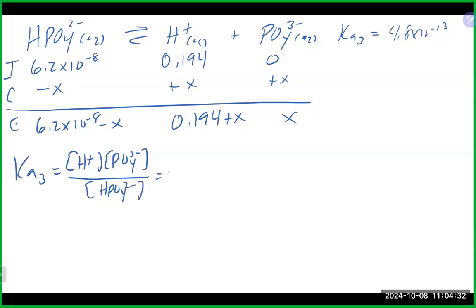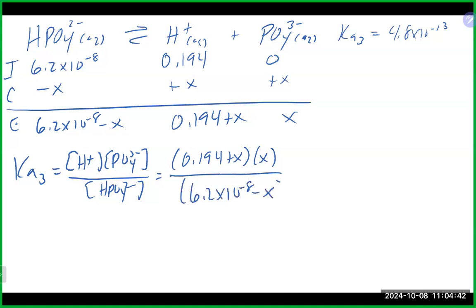And that's going to equal, in this case, (0.194 + x)(x) divided by 6.2 times 10 to the minus 8 minus x equals 4.8 times 10 to the minus 13. Why not? We're on a roll. We'll still assume x is equal to 0 in this case as well, and that's going to reduce this down. Once again, our x's we're adding and subtracting from.